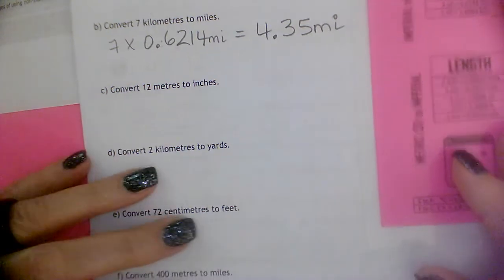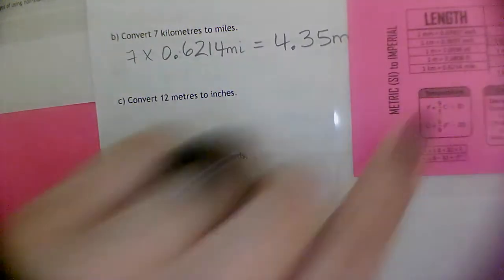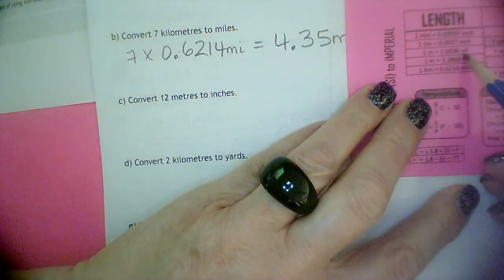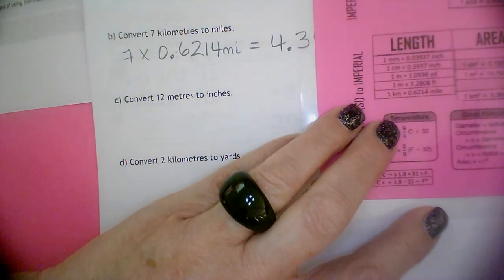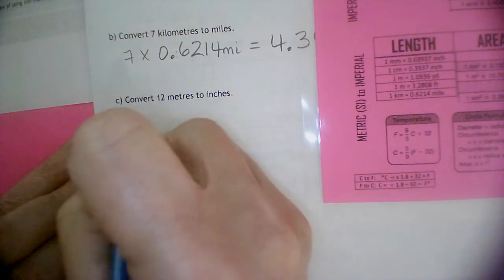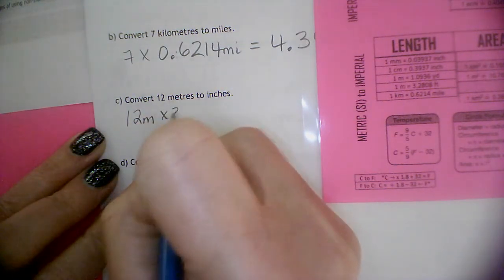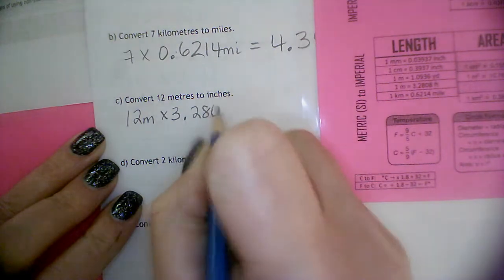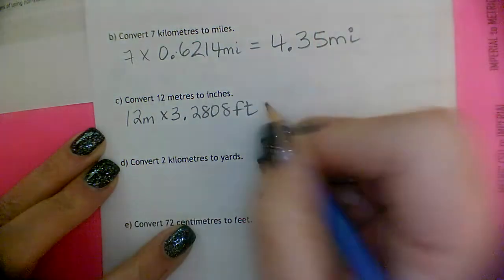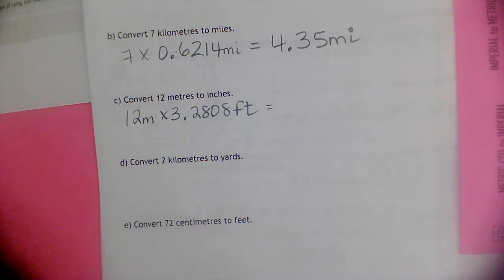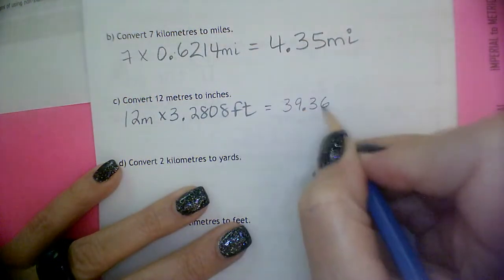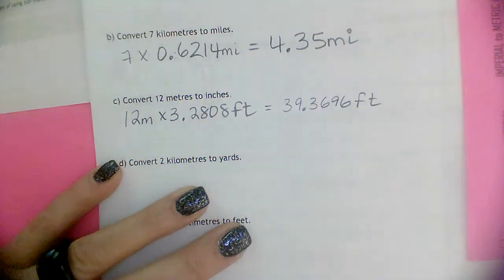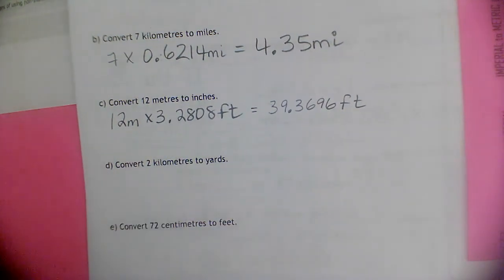Meters to inches. Oh, meters. I have meters to yards, and I have meters to feet, which is the closest I can get to inches. Meters to feet. So I'm going to go 12 meters, and I'm going to times by 3.2808 feet. And that's going to get me 12 times 3.2808. And it's going to get me all this, right? And again, I do not want to round. I'm in feet at the moment. I do not want to round until I can get to inches.